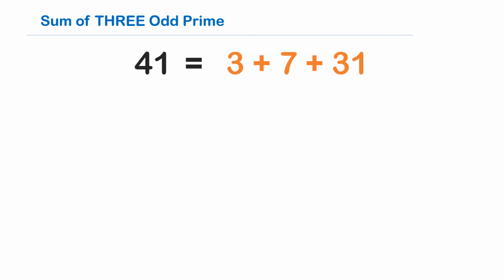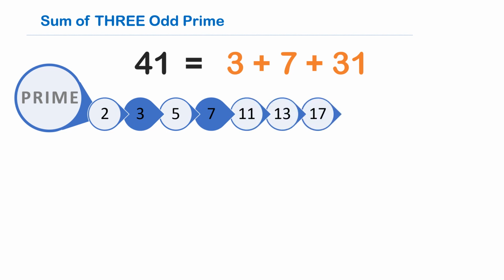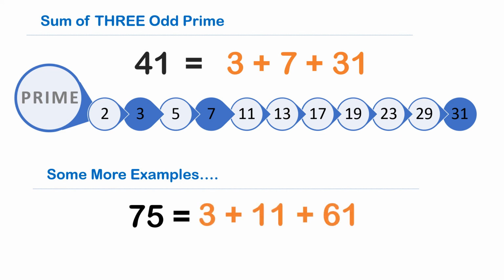For example, 41, we can express it as 3 plus 7 plus 31. See the next example, 75. Express 75 as a sum of three odd prime numbers. So we can express it as 3 plus 11 plus 61 or 67 plus 5 plus 3.